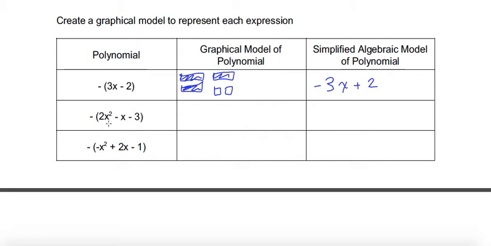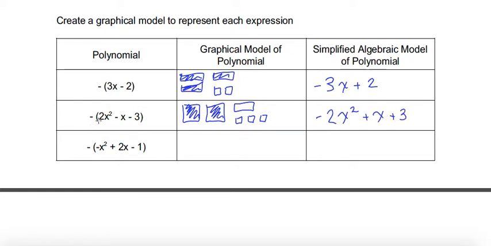The next one, we're going to again take a look at what you have inside of the bracket, and you're going to make each of those terms the opposite representation. So instead of 2x squared, we're going to make them negative. So 2 large squares shaded in. Instead of a negative x, we're going to make that a positive x. So 1 rectangle. And instead of negative 3, we're going to make that positive 3, so 3 small squares. And the graphical representation now in an algebraic form would be negative 2x squared plus x plus 3.